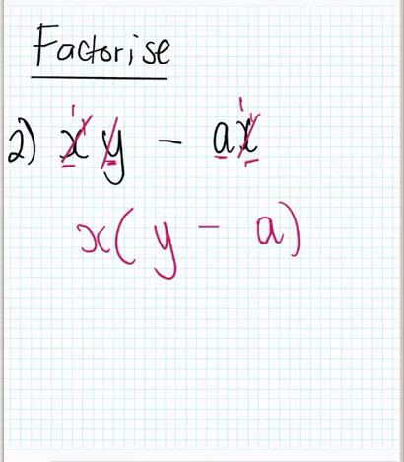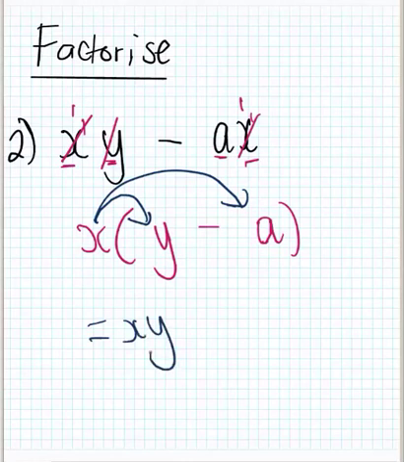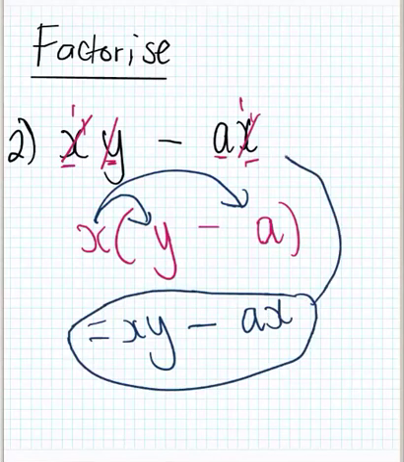And to double check that our answer is correct, if I expand it, do the opposite of factorizing. So x times y is xy. Take away, x times a is xa, or we can say ax. And guess what? We've got the exact same thing that we started off with. And we're done.